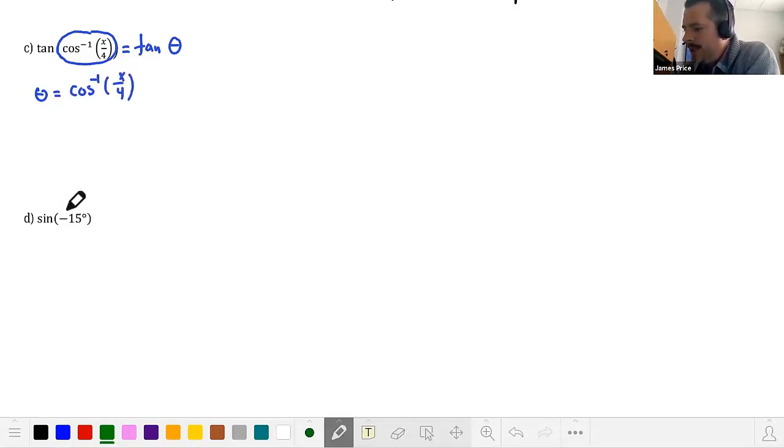And so now what I can do is I can cosine both sides. So cosine the left and cosine the right. And I get cosine of theta is equal to x over 4. Because cosine and cosine inverse undo each other and leave you with the input you started with.